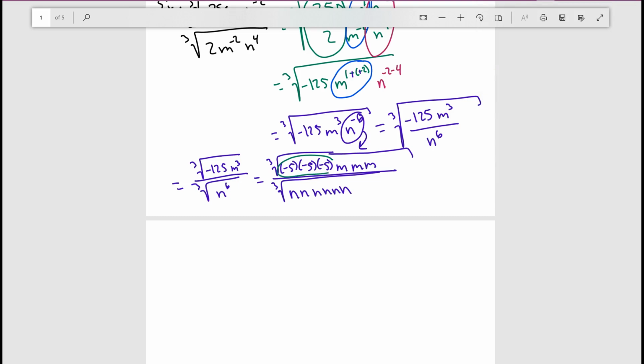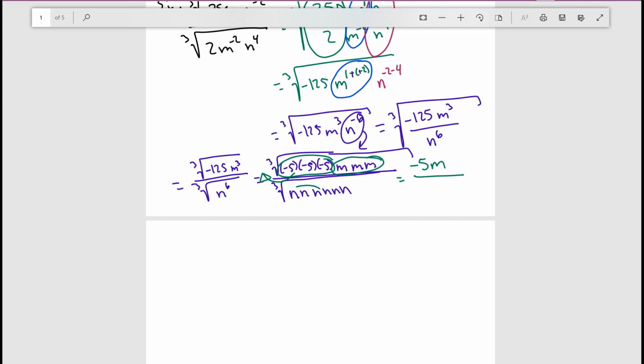So here we have a negative 5. We're going to take that out, so we're going to be left with a negative 5 on the outside. You have 3 m's. That's going to be taken out. You have 1 m there. Okay? And then you have nothing in the radical in the numerator, so you're done.